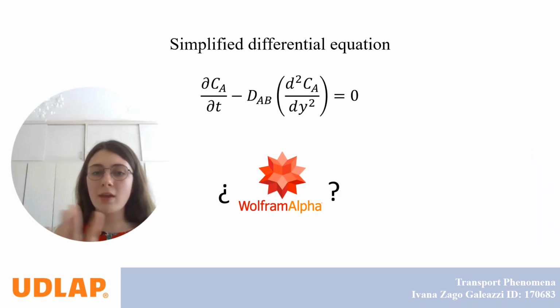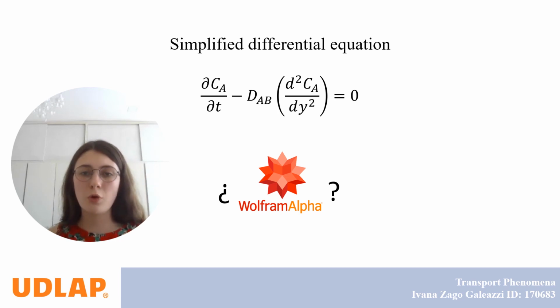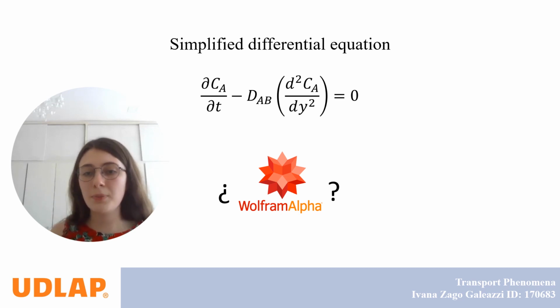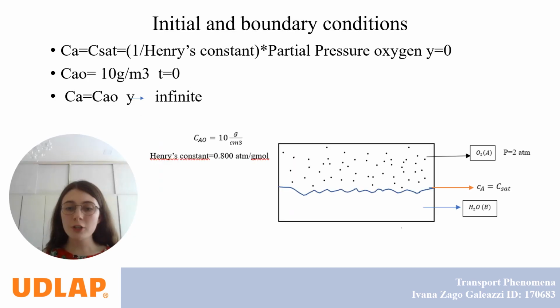We can now take this much simpler equation that describes how concentration changes over time and depth and put it into Wolfram. But if we do so, we will obtain a solution that is not fully describing our system. So we still need some pieces of information. The first piece of information that is missing is that at our interface, we have a saturation concentration that can be found with Henry's constant as mentioned before.